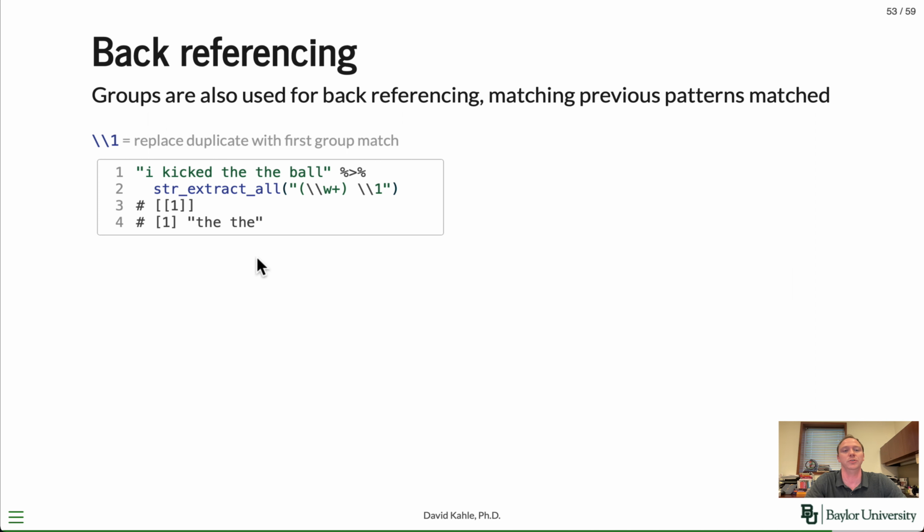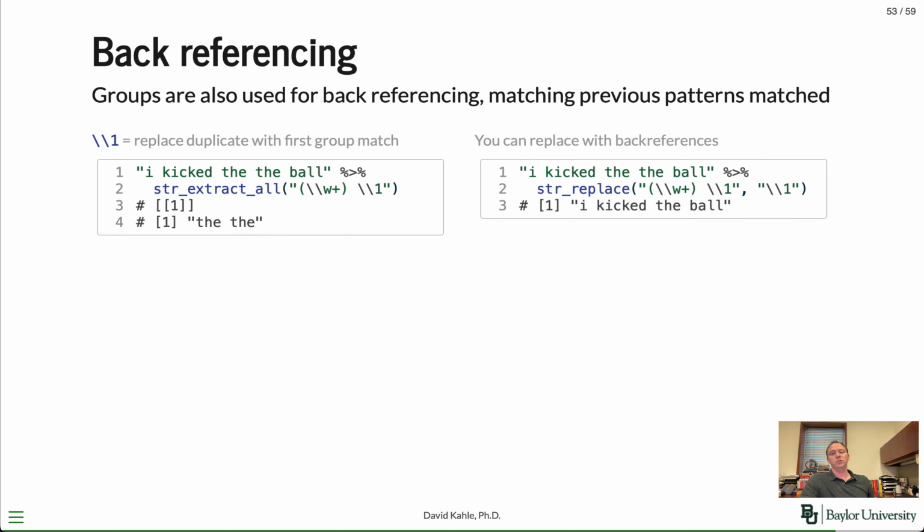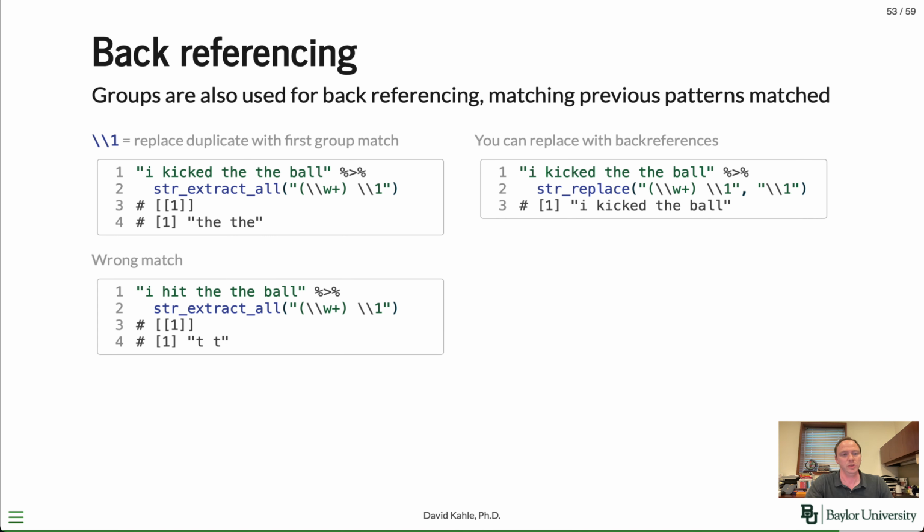And back referencing is going to use groups. So what you're going to do is you're going to use a group construct, and whenever that group is matched, it's actually going to get a number, and that number can be referenced by putting 2 slashes in front of it. So this is the first group, so matching it twice. I kicked the the ball, str extract all, some number of word characters, followed by a space, followed by the same match again, and it matches the. Okay? Now, you can do this to some limited extent using replacing. So if you wanted to replace this, you can actually put the reference there in the replace, and I've had some limited success with doing that, okay?